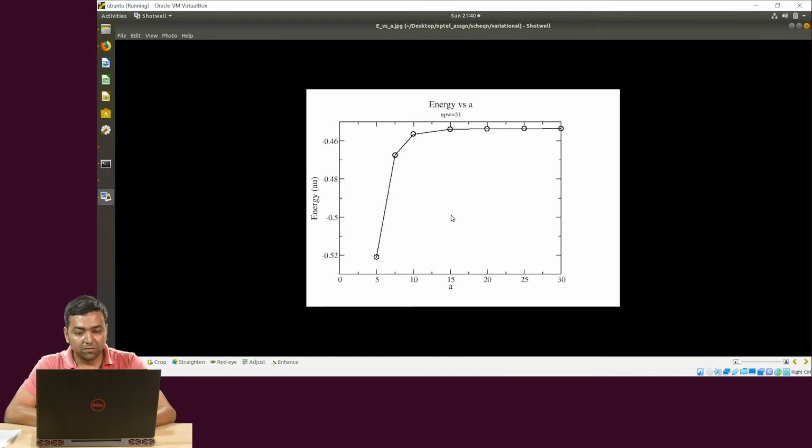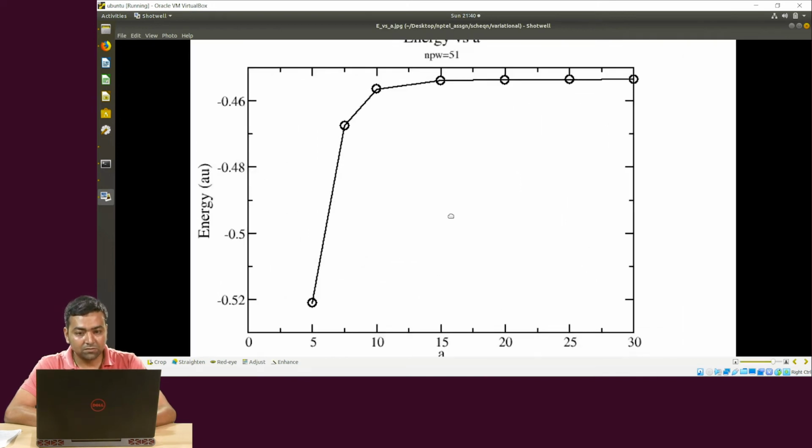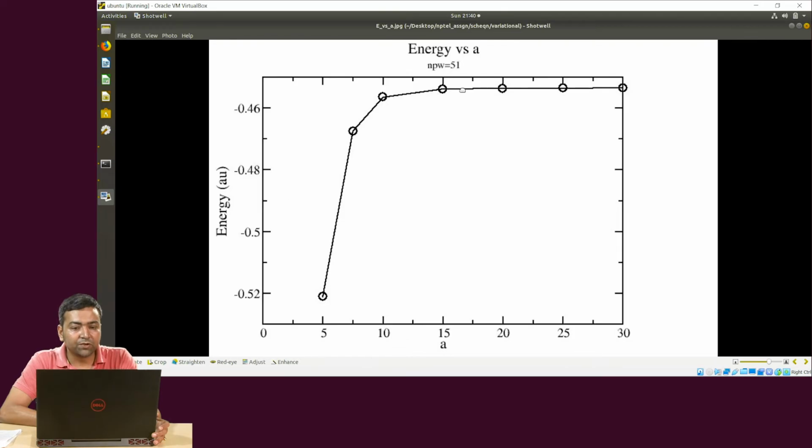This plot shows the variation of the ground state energy as a function of the periodicity of my plane wave, which is A here, and the number of plane waves I have used for each of these calculations is 51. As I was showing when running the code, when I start with a small value of A, the actual potential is interacting with its periodic image and the ground state energy is lower.